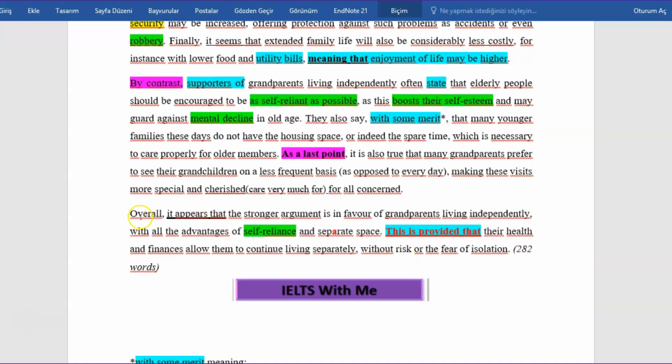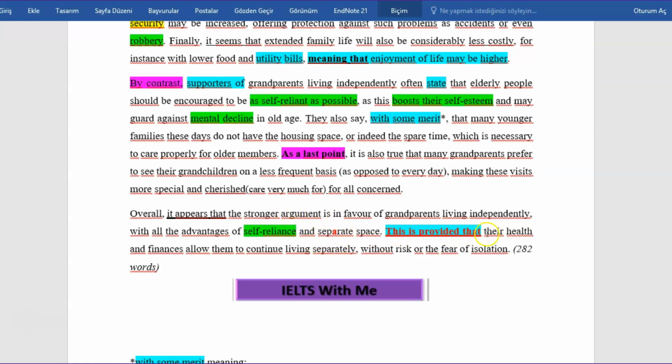Our last paragraph: actually, overall, to recapitulate, all in all, to sum up, in conclusion, it appears that. Pay attention to usage of actually impersonal style. Okay, it is true that it seems that these are important factors for increasing our scores in writing task 2. The stronger argument is in favor of grandparents living independently with all the advantages of self-reliance and separate spaces. Pay attention to its actually spelling error, right?